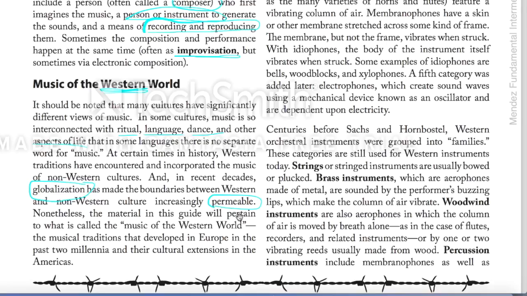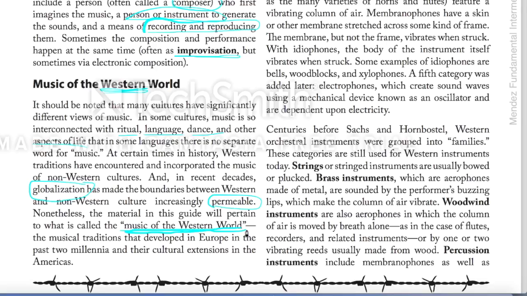Nonetheless, the material in this guide will pertain to what is called the music of the Western world. Now, why do you think we're going to be talking about music of the Western world? Well, guys, our entire pentathlon theme is on World War II. And World War II is essentially going to be seen through the perspective of the West. We're not going to be looking at World War II in the perspective of Japan or any of the other countries. We're going to be looking at it purely through the Western perspective, which is the Allies. And the reason why is because we're in America and that's the perspective we're going to be taking.